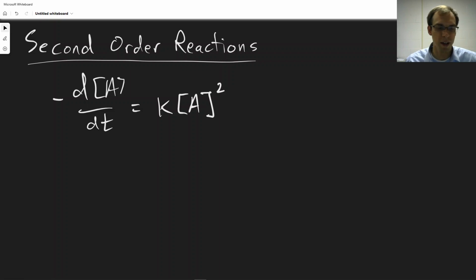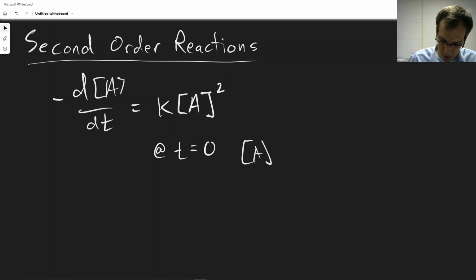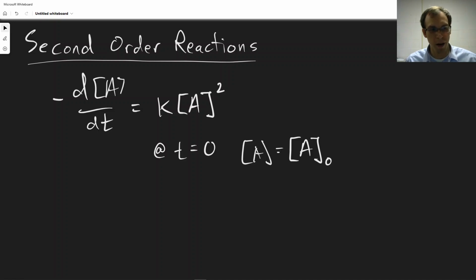And again, we're just going to consider where it's second order in only one specific reactant, and figure things out from here. We're going to do the same thing that we did for the first order reactions. At t equals 0, the concentration of A is equal to some initial value that we're going to call [A]0. And we're going to again set up our differential equation, putting all the A dependence on one side and all the time dependence on the other.